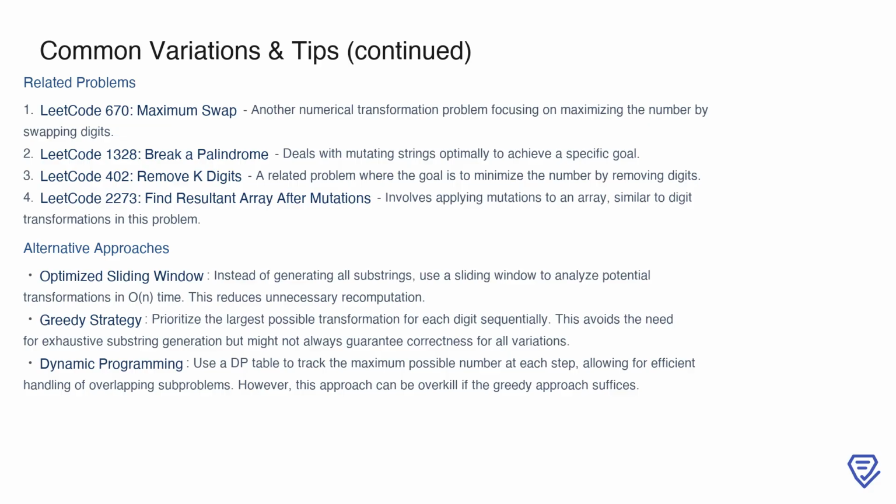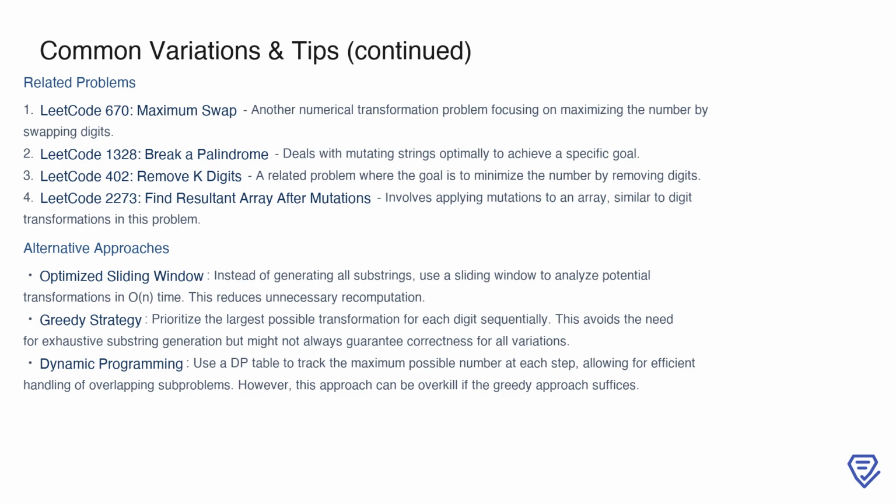This problem also shares similarities with a few other LeetCode problems, which can provide valuable practice and insights. For example, LeetCode 670, Maximum Swap, is another numerical transformation problem where the goal is to maximize the number by swapping digits. Similarly, LeetCode 1328, Break a Palindrome, involves mutating strings strategically to achieve a specific outcome. Another related problem is LeetCode 402, Remove K Digits, which focuses on minimizing a number by removing certain digits. Lastly, LeetCode 2273, Find Resultant Array After Mutations, involves applying transformations to an array, a concept that parallels the digit mutation process in this problem.